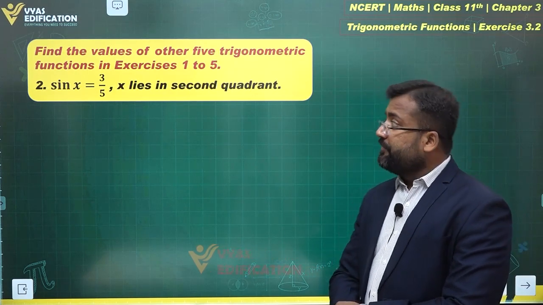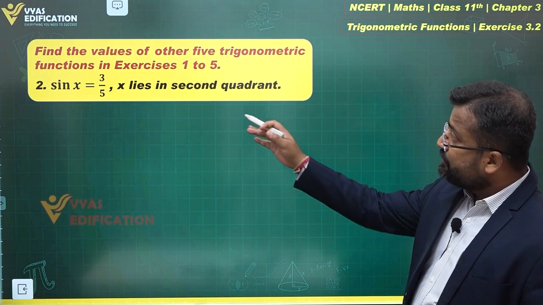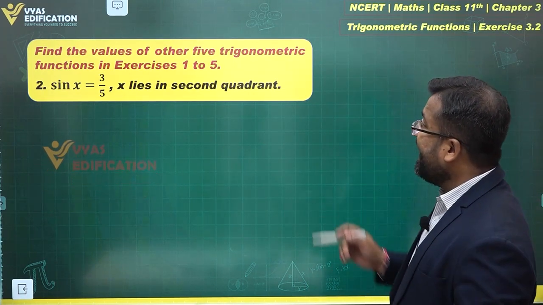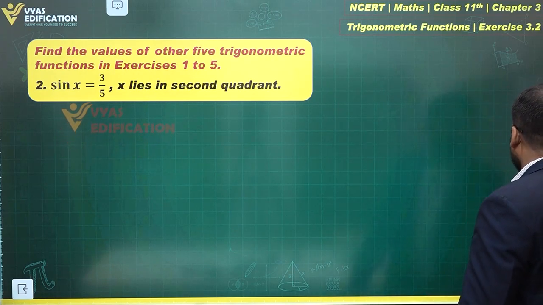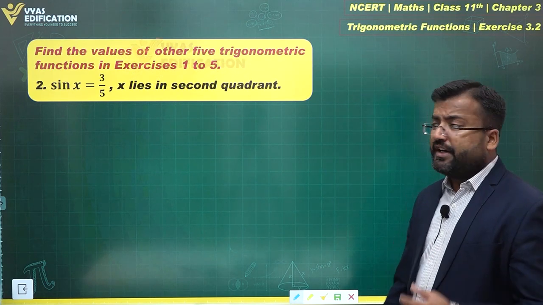Let's take a look at this question. Finding values of all other 5 trigonometric ratios, trigonometric functions, given that sin x equals 3 by 5, where x is lying in the second quadrant. Now, how do we approach this question? A simpler approach would be to draw a triangle very easily.